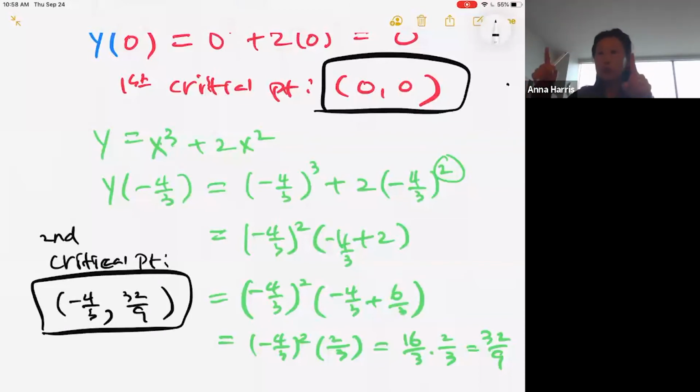So I have 2 critical points, but I don't know which one is a maximum and which one is a minimum. So I need to figure out which critical point would be maximum or minimum. So let's do that.